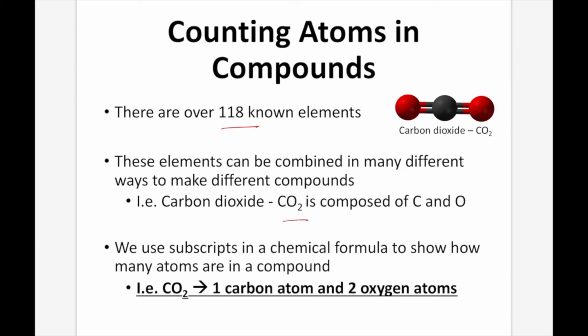We use subscripts, that's this guy on the bottom here, in a chemical formula to show how many atoms are in a compound. So for example, CO2 is 1 carbon, because there's a 1 here, we just don't show the 1, and 2 oxygen atoms, and we show the 2 right there. So it's always going to be the one to the right of the element that we're talking about.